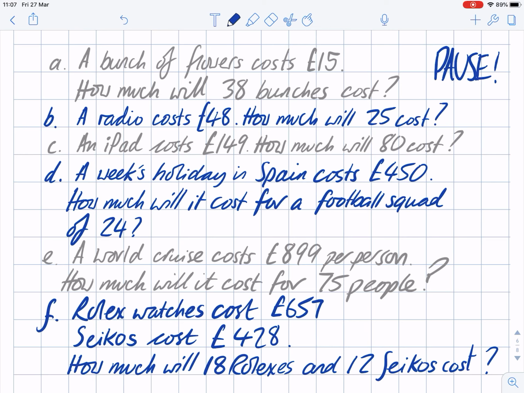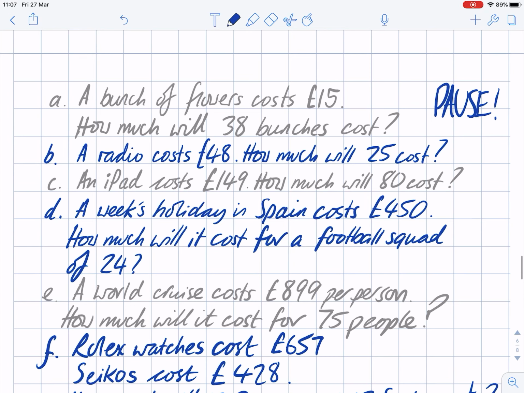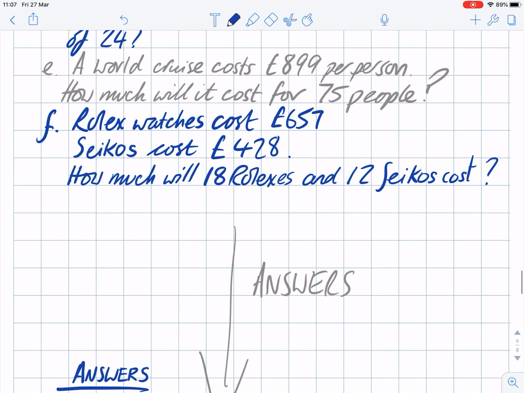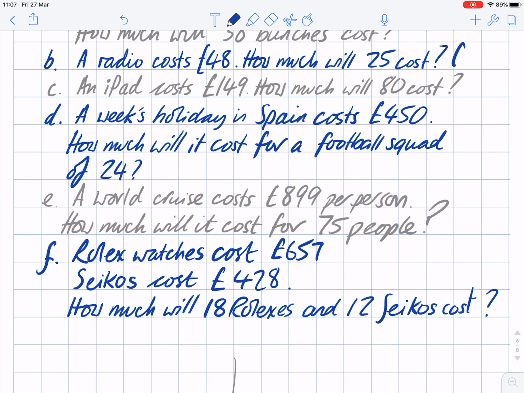Okay, so going through the answers now then. Bunch of flowers, £15. 38 of them will cost 38 multiplied by 15, which is £570. Okay, a radio costing £48. 25 of them is 48 times 25. So the answer is £1,152.